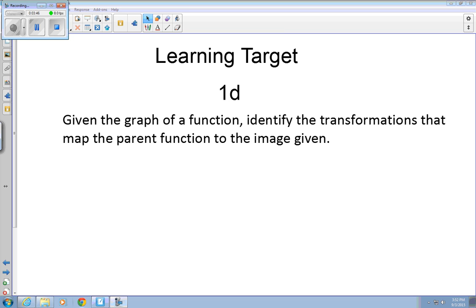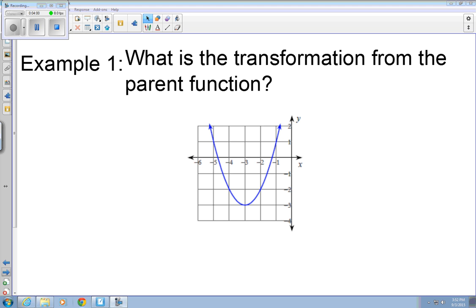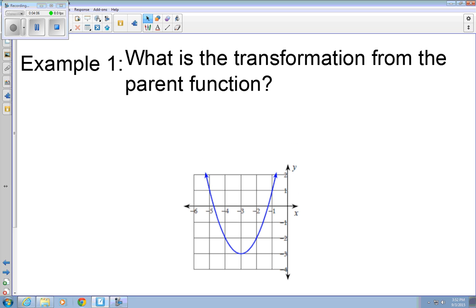On to learning target 1D. Given the graph of a function, identify the transformations that map the parent function to the image given. So this is the opposite of what we just did in 1C. I'm going to give you a graph of a function that's transformed, and you have to verbally tell me what the transformations were from the parent function.